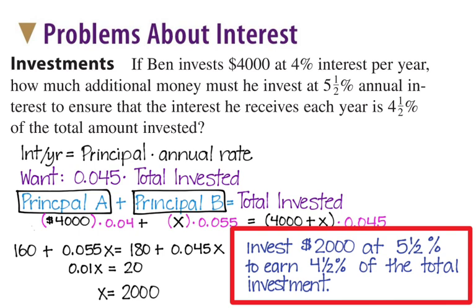One of the keys to note is this was a worded problem. Your answer is in words. It's not just saying x equals 2,000. Nowhere in this problem did it say solve for x. It's asking you a very specific thing, and so we're answering it in words.